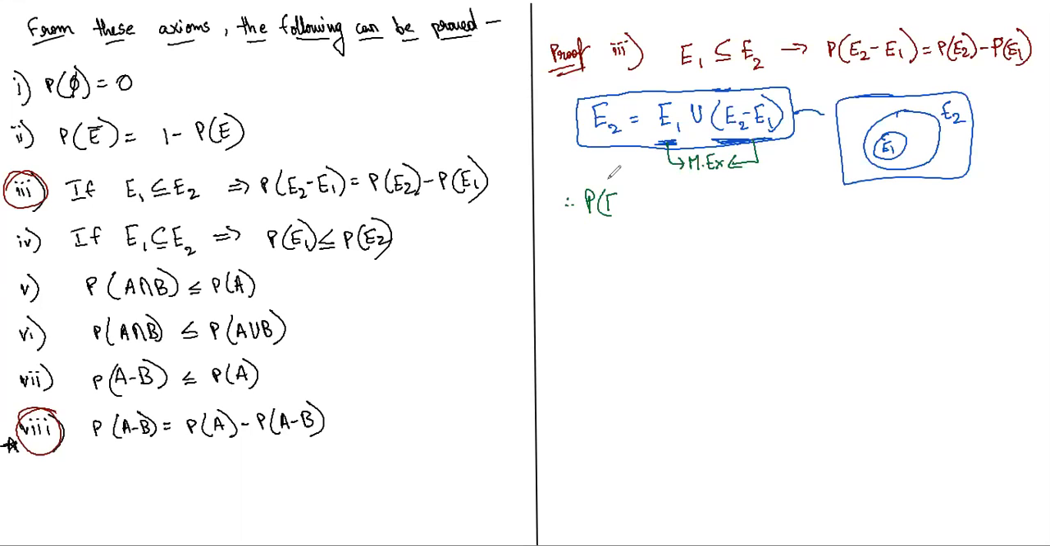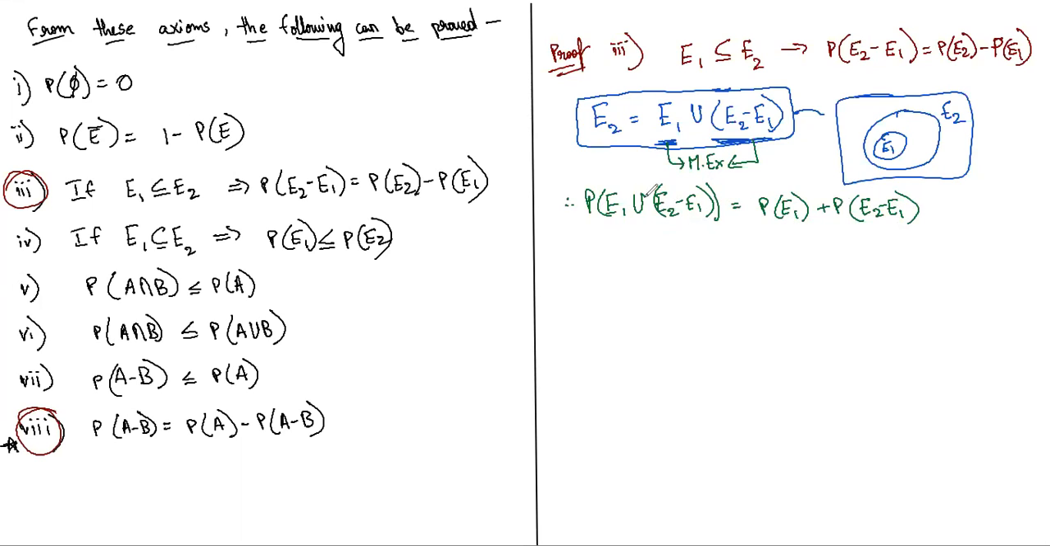Sir, you can use that union formula here. बताएं, tell properly. P of E2 is equal to P of E1 plus P of E2 minus E1 minus P of E1. हो गया है ना. If these two are mutually exclusive, you just have to write the sum of these two. Only this much, no? That was the next step.